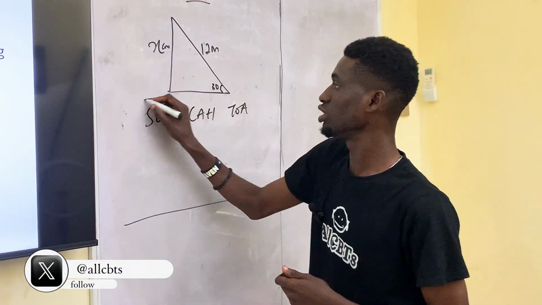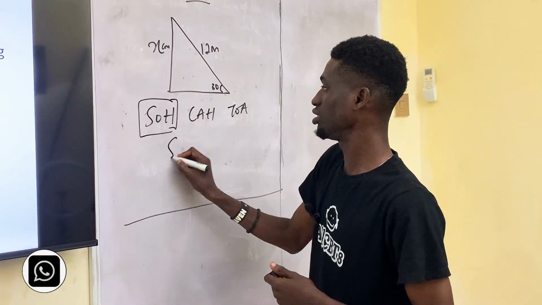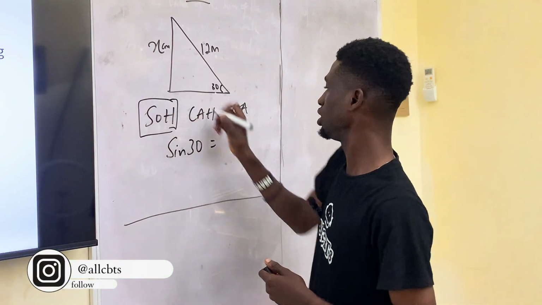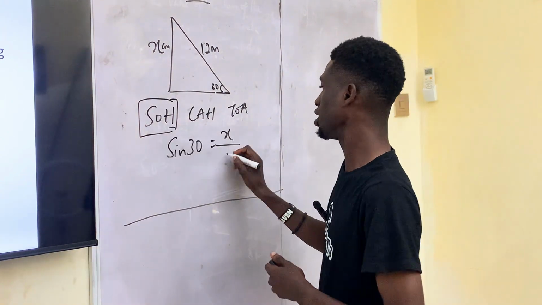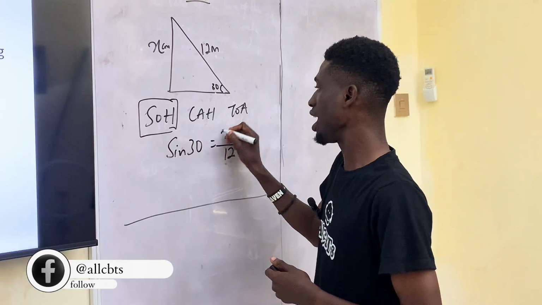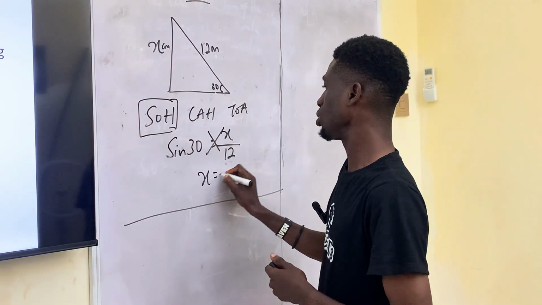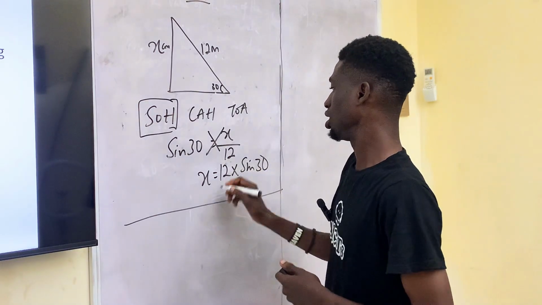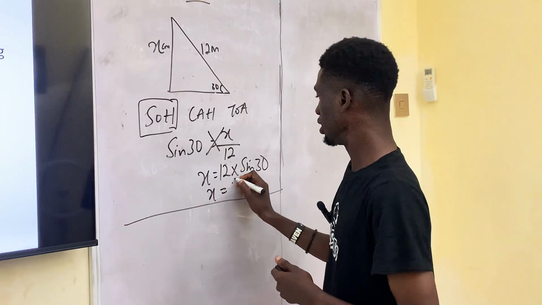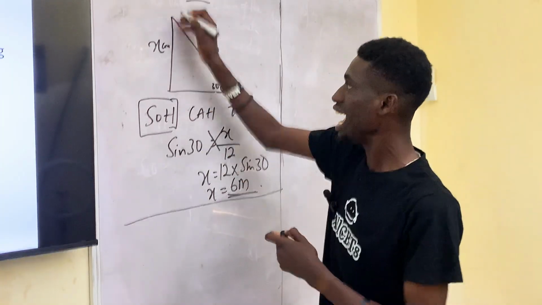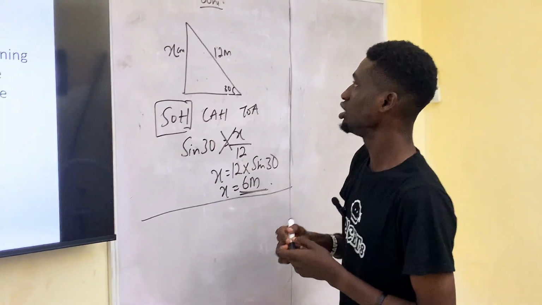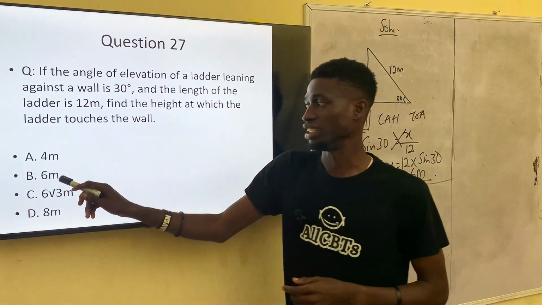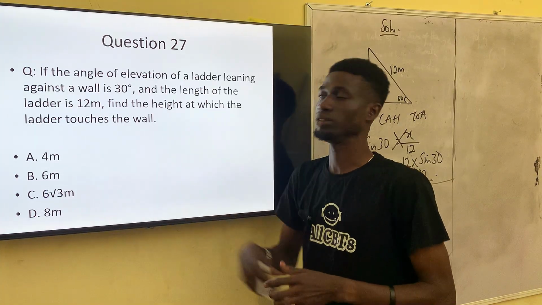So we have to use our function, which says that sine 30 equals opposite, which is x, over hypotenuse, which is 12. So we are looking for x, so x equals 12 multiplied by sine 30. So our x will be 6 meters. So the height of the wall that the ladder is leaning on is 6 meters. So the correct option is B.